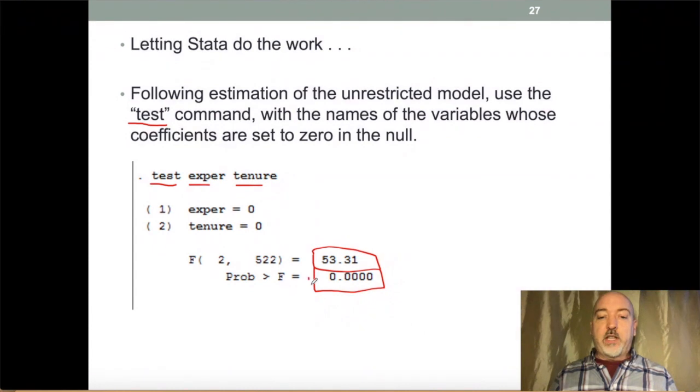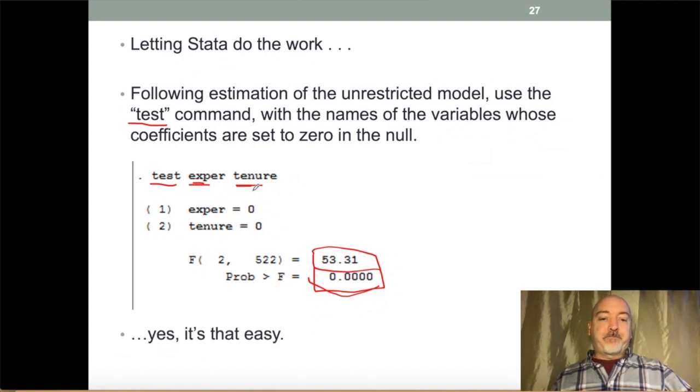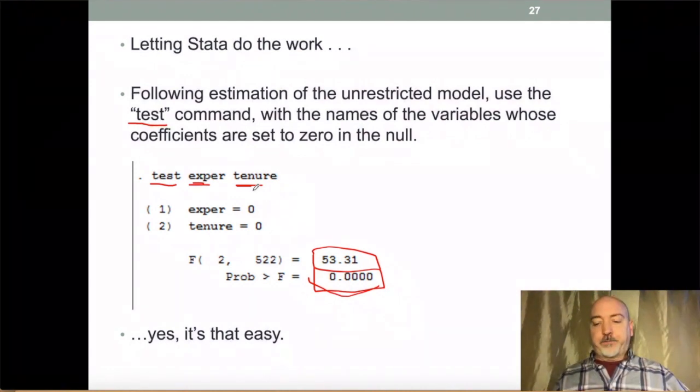So as soon as you see that, say, aha, these are jointly significant. They should stay in the model, right? Taken together, they add significant explanatory power. And yes, it's that easy. So when you're asked to do a joint significance test, you run the unrestricted model, you use the test command.